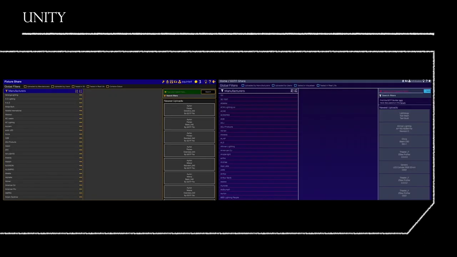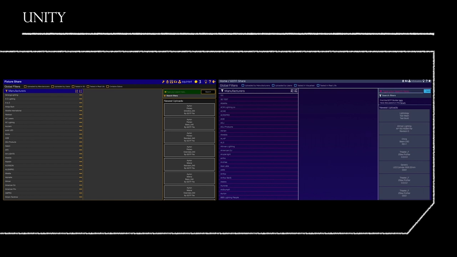There is one word to describe the success of the future, and that word is Unity. I've spoken about the importance of Unity for our workflow this entire time, because I just want to stress how important it is for everyone to jump on board and contribute, however you can, to help adopt GDTF and MVR as your own. As you can see, above I pictured the MA fixture share page next to the GDTF share page. The point of it is this.